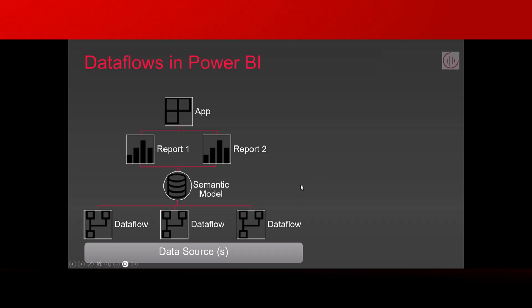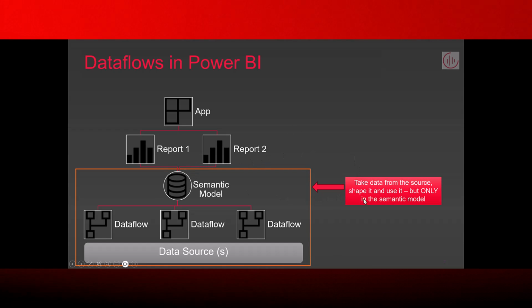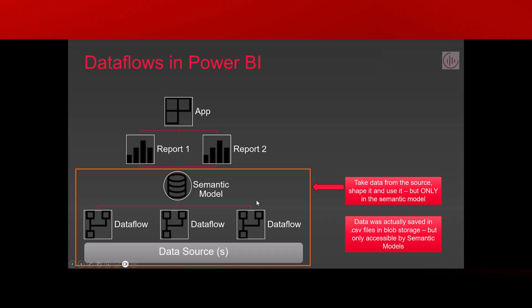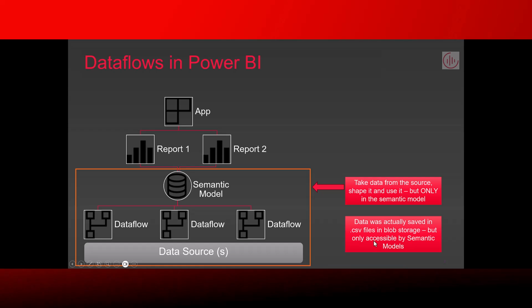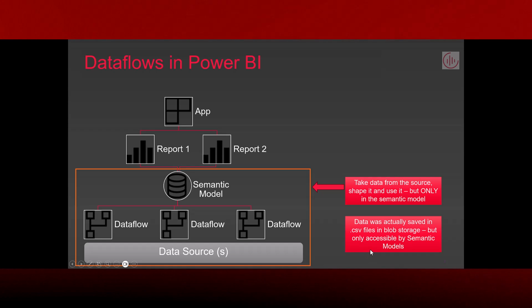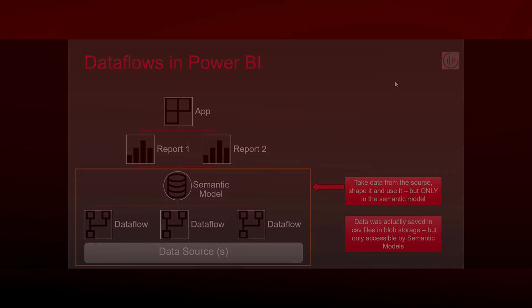So in this scenario here, the only purpose of the data flow is to take the data from the source and shape it and use it just in that semantic model. The data flow itself can't be used for anything else. Actually, technically under the covers, the data was saved in a data lake as a CSV file, but you could only access that via semantic models. You couldn't get to it from any other tools or anything like that.